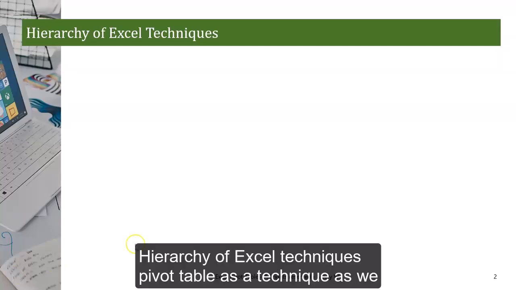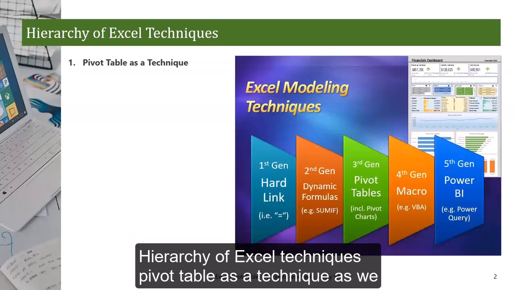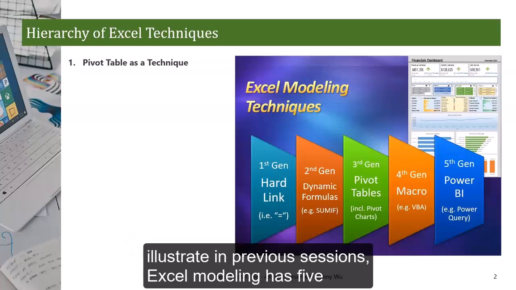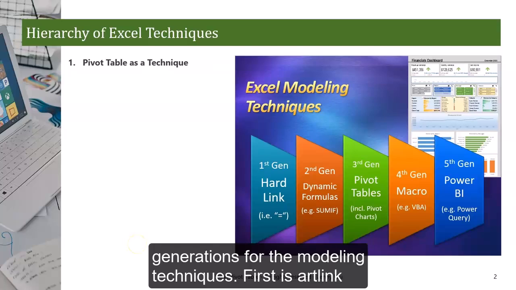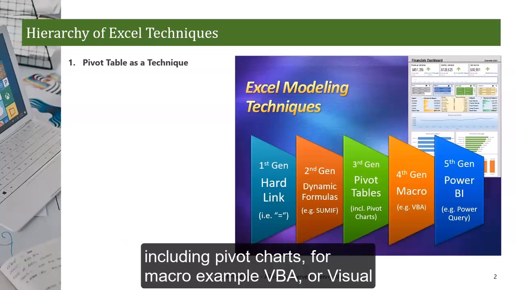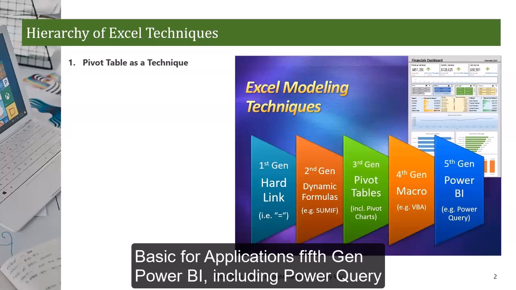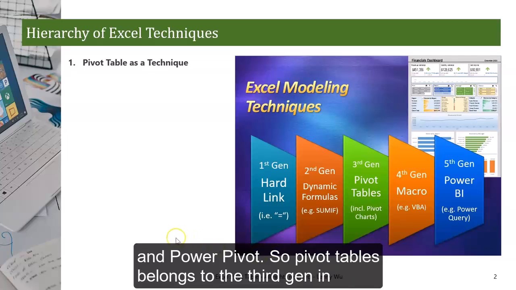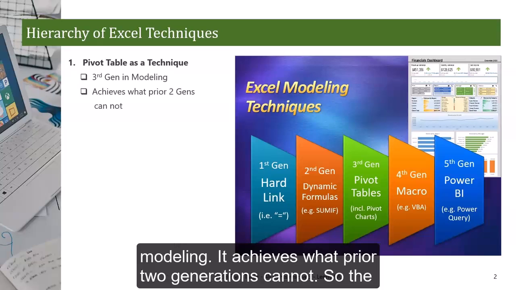Hierarchy of Excel techniques. Pivot table as a technique. As we illustrated in previous sessions, Excel modeling has 5 generations of modeling techniques. First is hard link. Second, dynamic formulas such as SUMIF. Third gen, pivot tables, including pivot charts. Fourth, macro, for example, VBA or Visual Basic for Applications. Fifth gen, Power BI, including Power Query and Power Pivot. So, pivot tables belong to the third gen in modeling. It achieves what the prior 2 generations cannot.